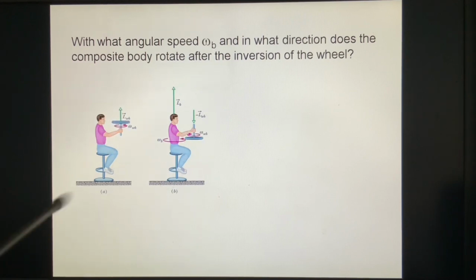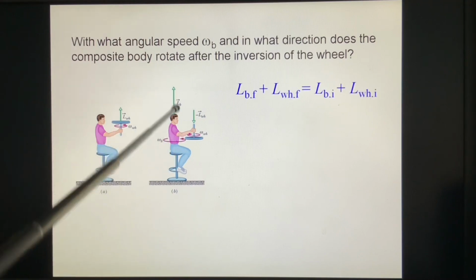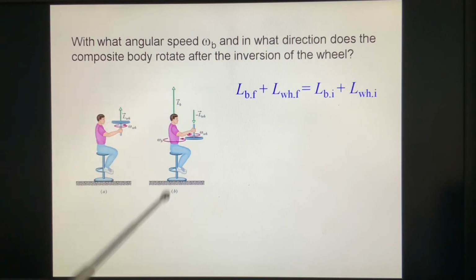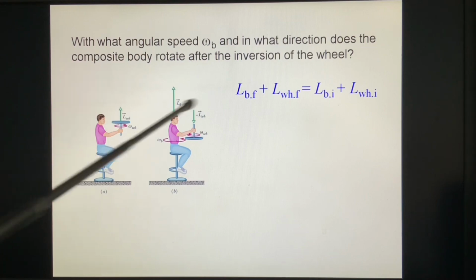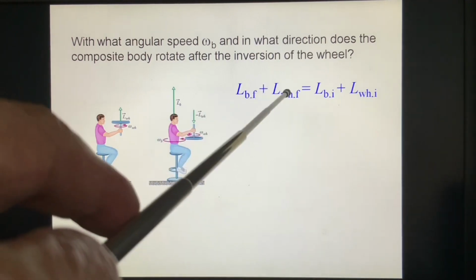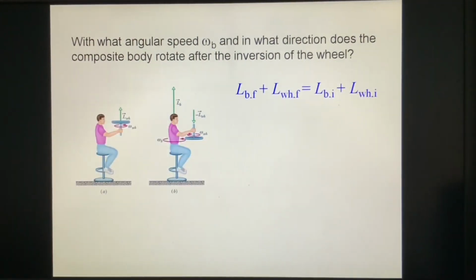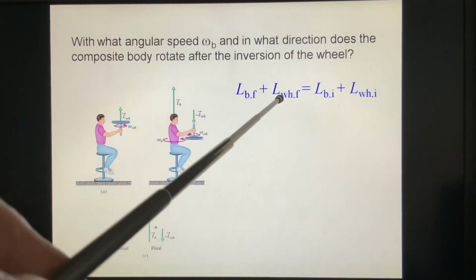We know that in this case, you have a gravitational force and a normal force from the stool, but none of these forces has torque around this axis because they are parallel to it. So in this case, the angular momentum is conserved, and that means L_B final plus L_wheel final equals L_B initial plus L_wheel initial. Now we put the numbers inside. This is angular momentum conserved, before and after.